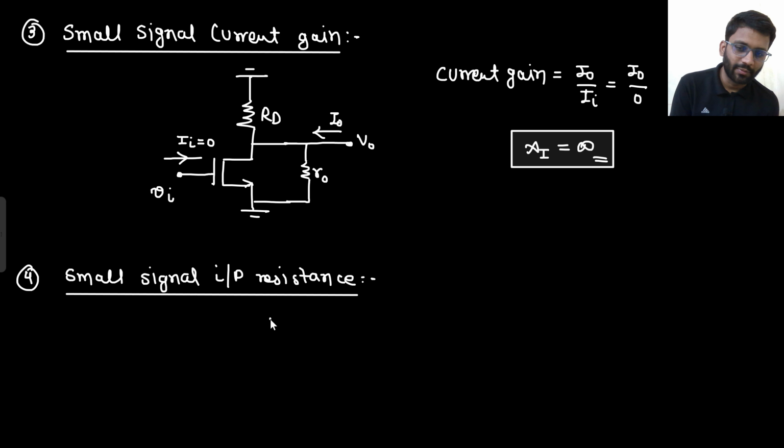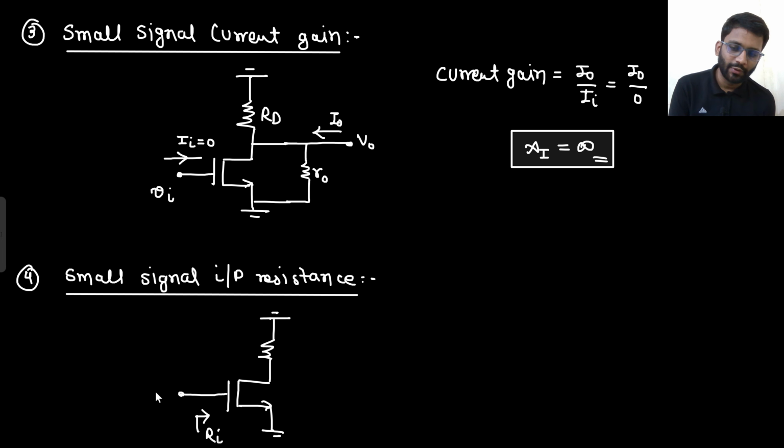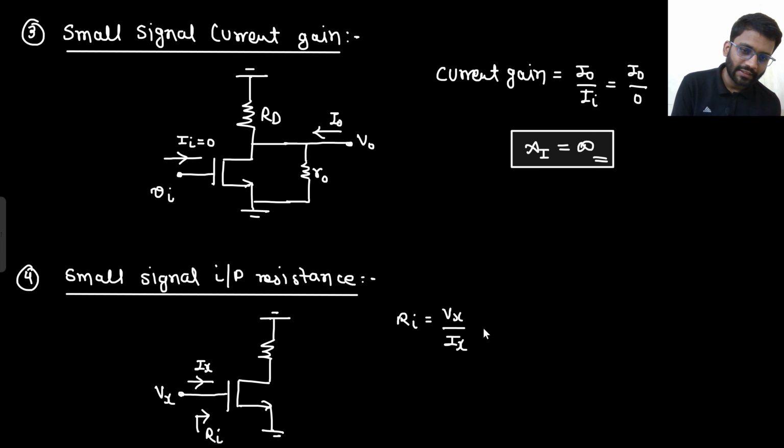Tell me what should be the small signal input resistance. You can draw the circuit once again. So here you need to find Rin. What you will do, you will apply a Vx and get Ix out of it. Your Rin would be Vx by Ix. Forget about Vx, I know one thing, that my Ix is 0. So my Rin would be infinity only.